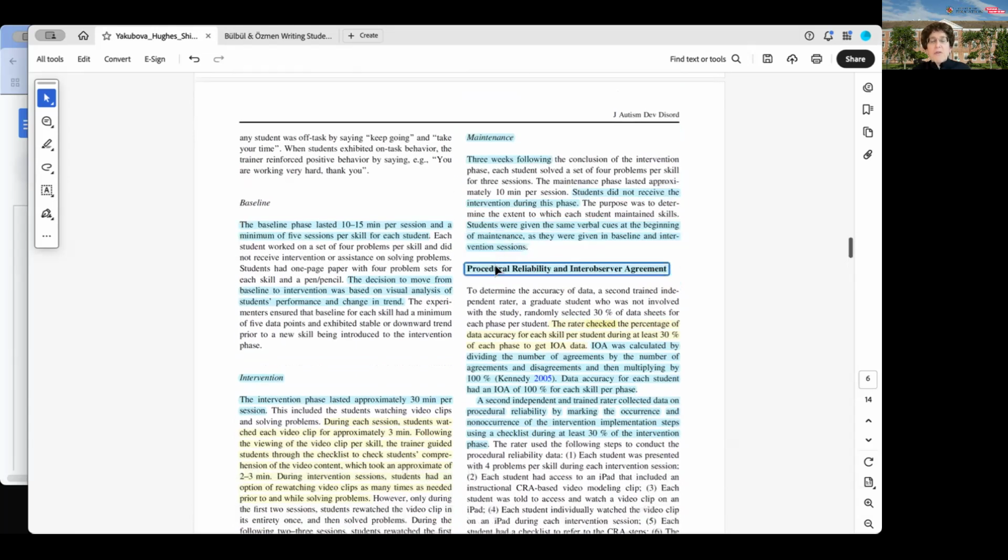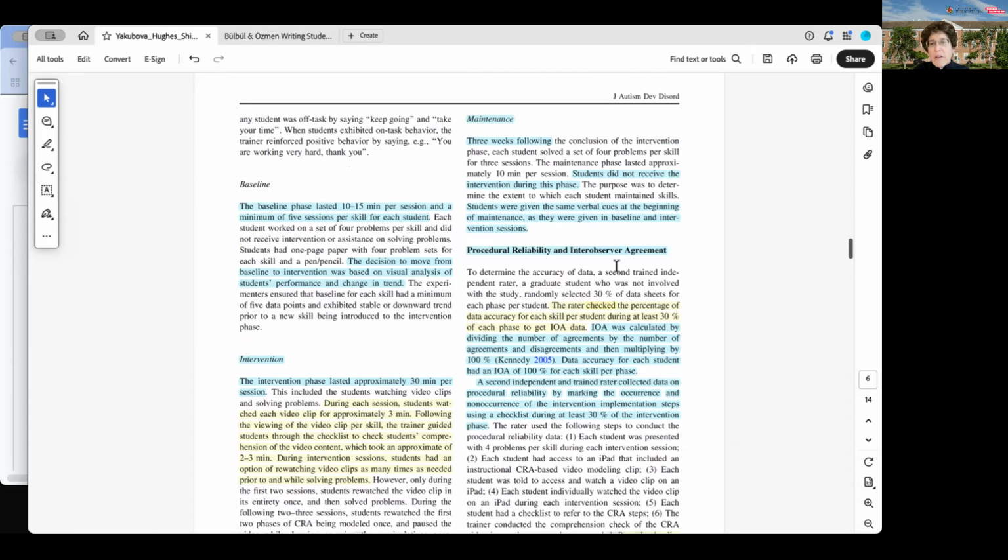Okay, something else related to the dependent variable is the need for procedural reliability, which means did they do the lessons as intended, and then inter-observer agreement to see if observers could agree that the students were doing the work either correctly or with some mistakes, but was there agreement on the scoring of the data?